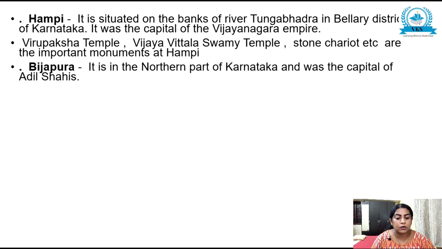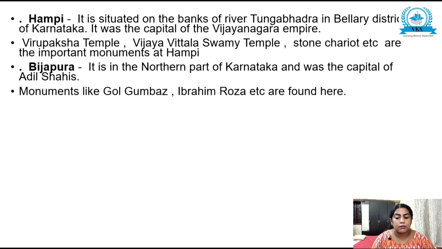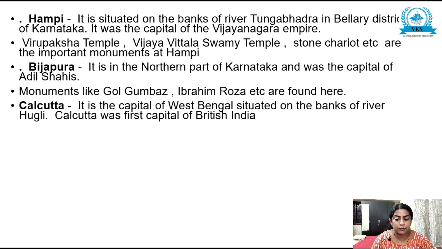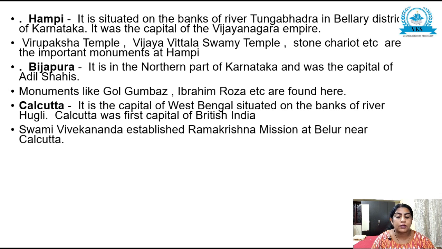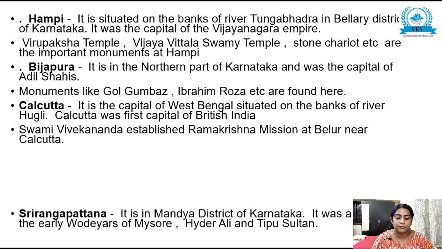Bijapura is in the northern part of Karnataka and was the capital of the Adil Shahis. Monuments like Gol Gumbaz, Ibrahim Roza, etc. are found here. Calcutta is the capital of West Bengal, situated on the banks of river Hooghly. Calcutta was the first capital of the British in India. Swami Vivekananda established the Ramakrishna Mission at Belur near Calcutta.